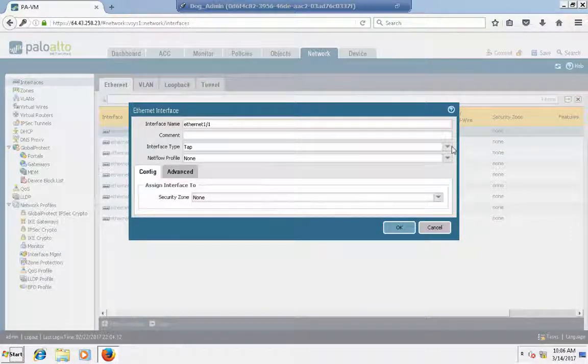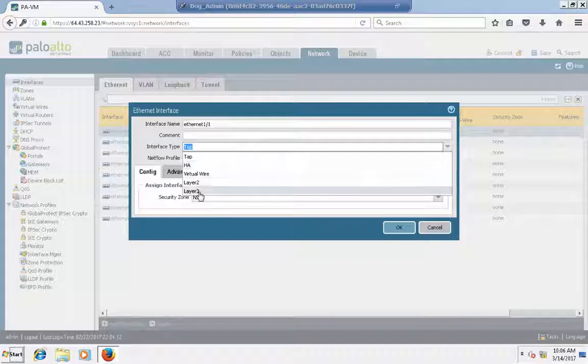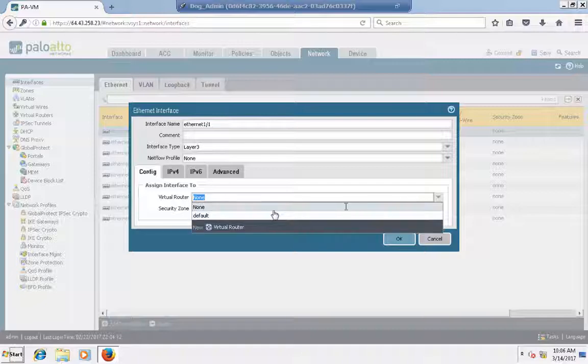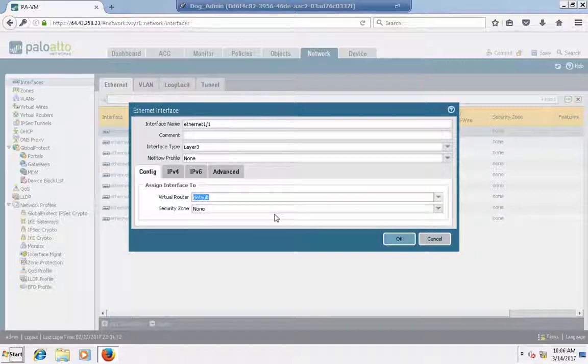So we change the interface type to layer 3. We don't have a NetFlow profile. This is one that we had some whoopses on. We have to give it a virtual router. Juniper is doing that in the background for us. You can go make virtual routers in there. What does the virtual router do for us? Create a virtual router. It's attaching a routing table to the interface.